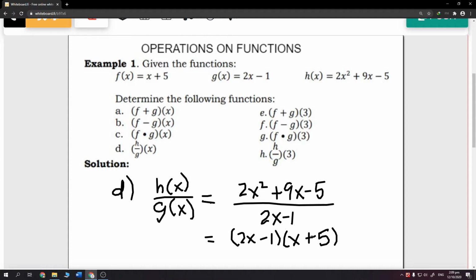So let us check. Negative 1 times 5 is negative 5. 5 times 2x is 10x. Negative 1 times x is negative x. If we subtract those products, 10x minus x is 9x. So these are the correct factors, divided by 2x minus 1. We will just cancel out the common factors. So the answer is x plus 5. So letter D, the answer is x plus 5.